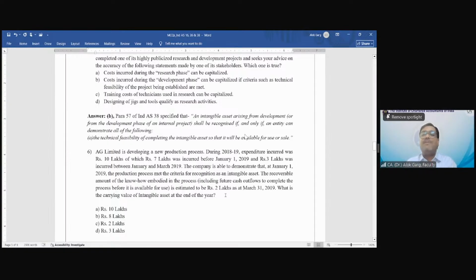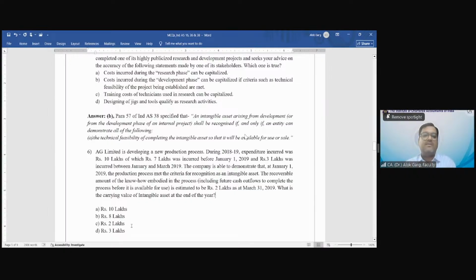At the end of the year, the carrying value will be 2 lakh. So carrying value is equal to cost minus amortization minus impairment. So what is my cost? 3 lakh. Amortization is not there because it is still under development, but impairment is there for 1 lakh rupee.